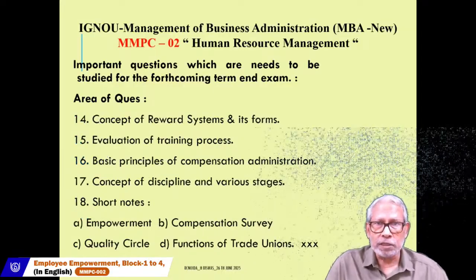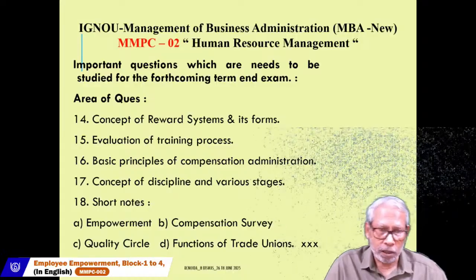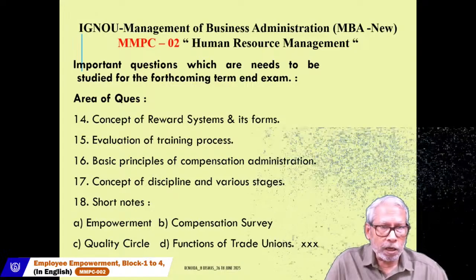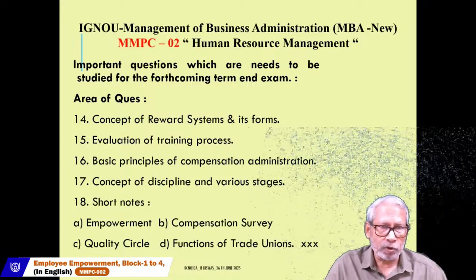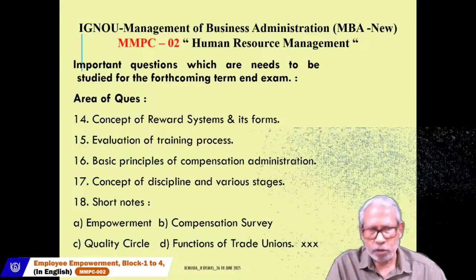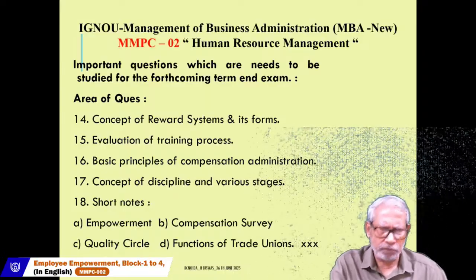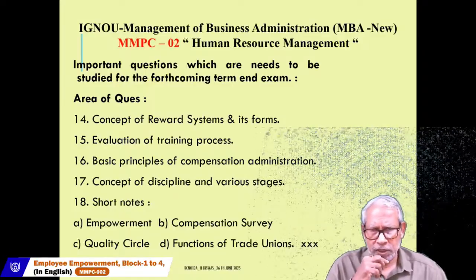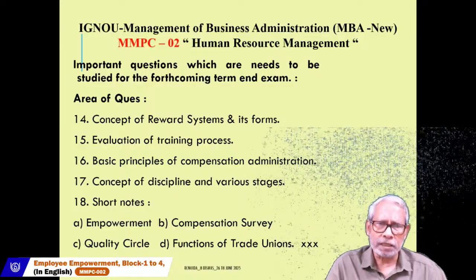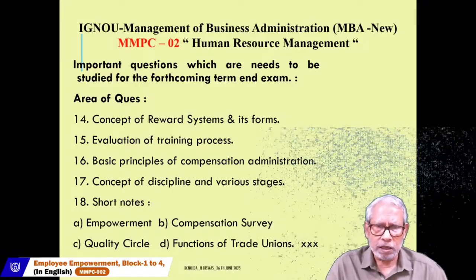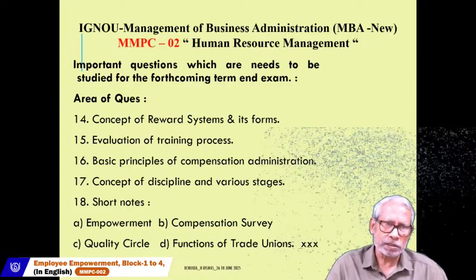Then concept of reward systems and its forms. Then evaluation of training programs. Then concept of discipline, empowerment, and short notes. As short notes, I have just selected four. There may be a lot of short notes: empowerment, compensation survey, quality circle, function of trade unions. All these are important questions.